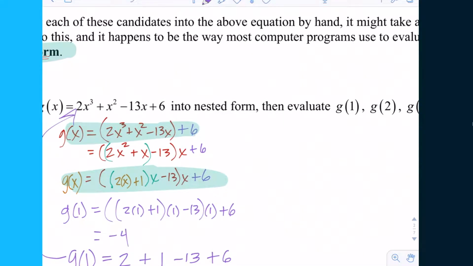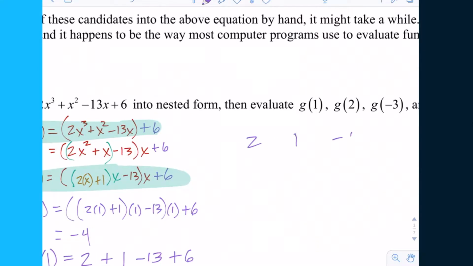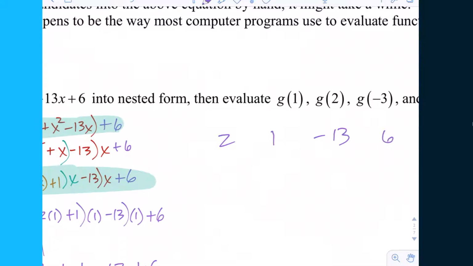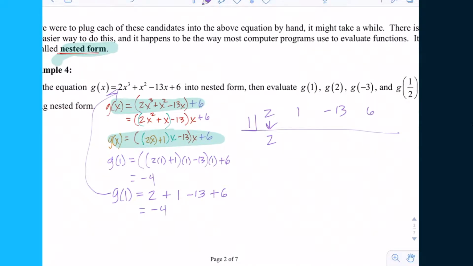So if you notice, the coefficients are the important thing. So a 2, a 1, a negative 13, and a 6. If you just write down the coefficients and you wanted to plug in a 1, here's how you would do it. Just put a little 1 in that box over there. Bring the 2 down, start it, and now this process, of course, we're familiar with. This is synthetic division or substitution. So notice the first operation we do after bringing down the 2 is we multiply. We got 1 times 2.